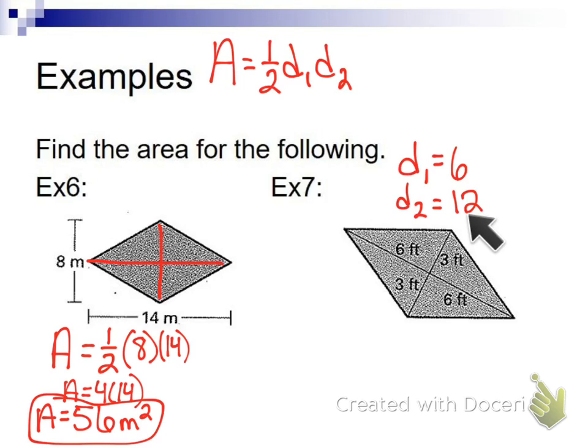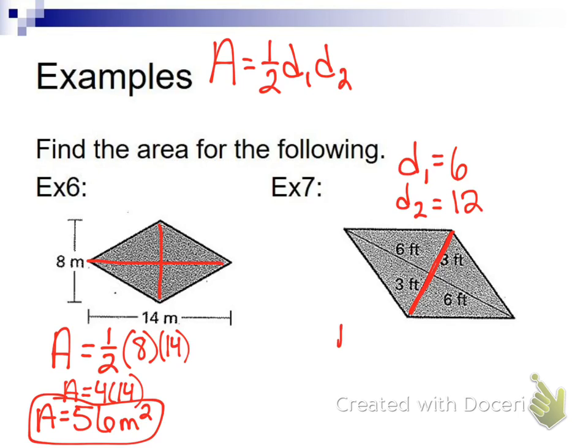So which one's D1 and which one's D2? The way that I have it labeled, D1 is the short one here. It doesn't really matter. If you were to label D1 as being 12 and D2 as being 6, it would be fine. D1 and D2 just mean that they're two different diagonals. Do we have questions about how we came up with 6 and 12?